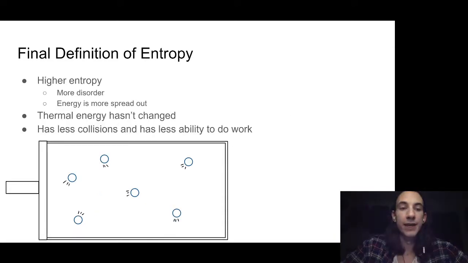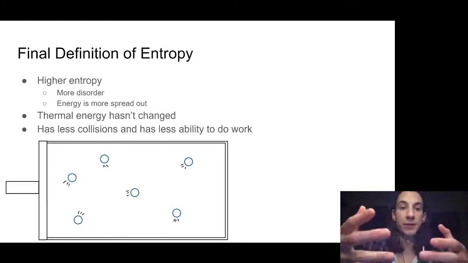In this case, if we had higher entropy, our entropy increased because we have more disorder. Those particles could be all over the place, anywhere. It's harder to pinpoint. They're more disordered, and the energy is more spread out, so we have this higher entropy.